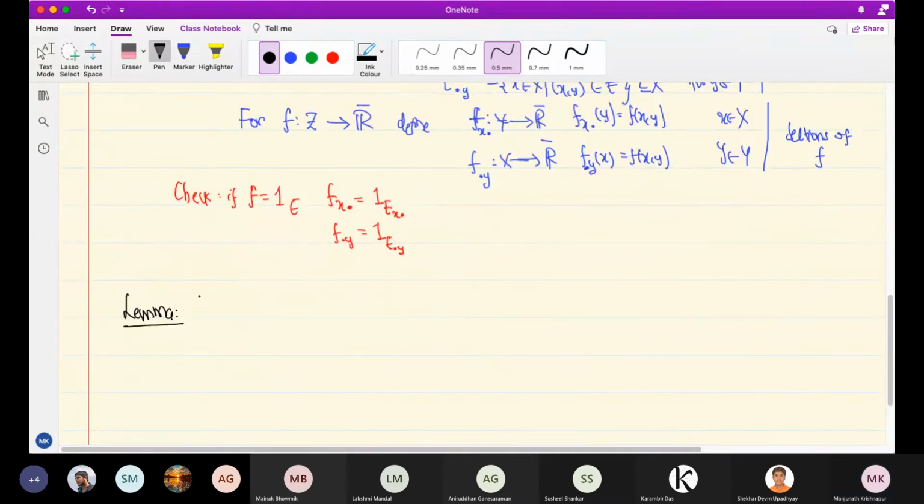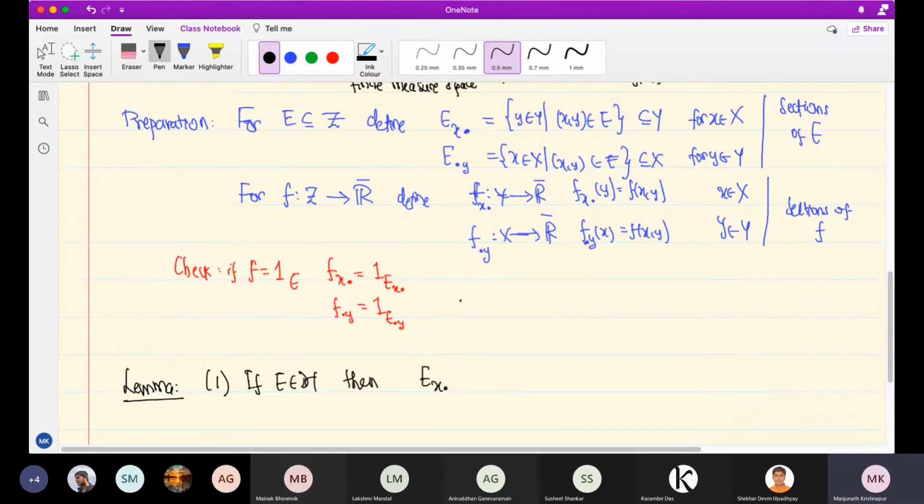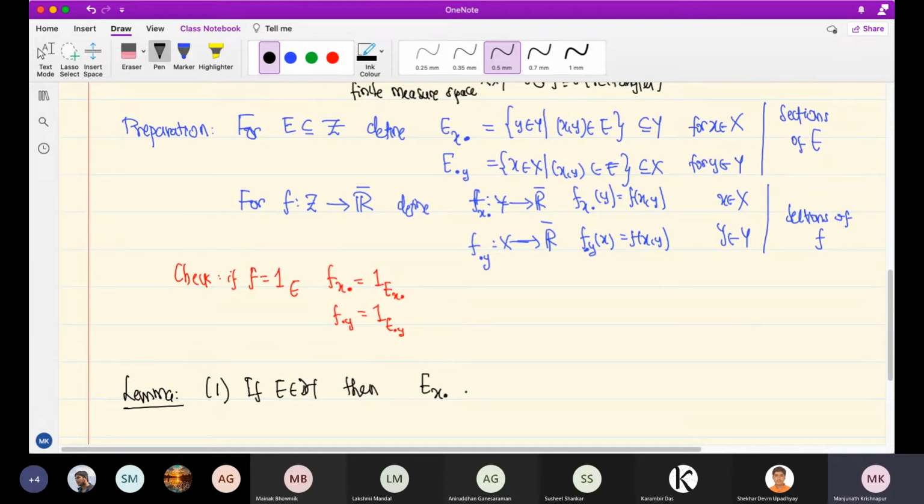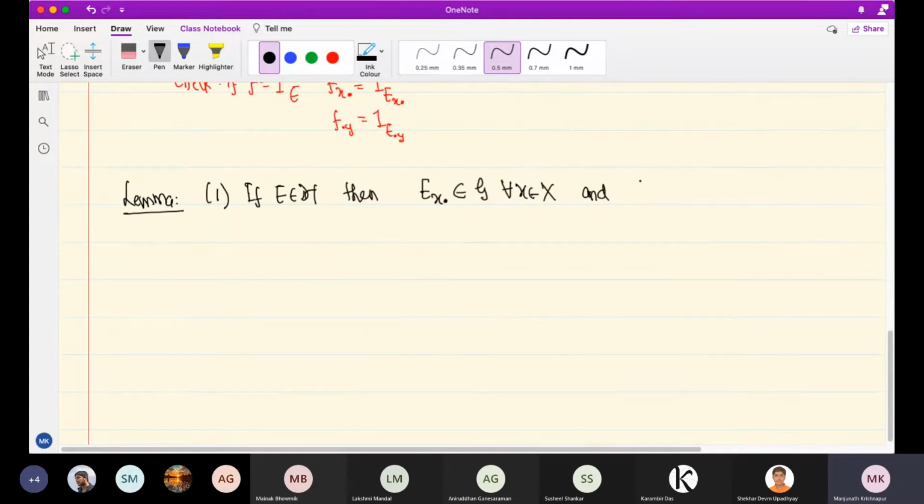First statement: if E is a measurable set in the product sigma algebra, then E_x, the vertical section, which is a subset of Y, belongs to G for all x in capital X, and the analogous statement is that the horizontal sections E^y belong to F for all y in capital Y. So if you take a set, its sections belong to the original sigma algebras. That is one statement.